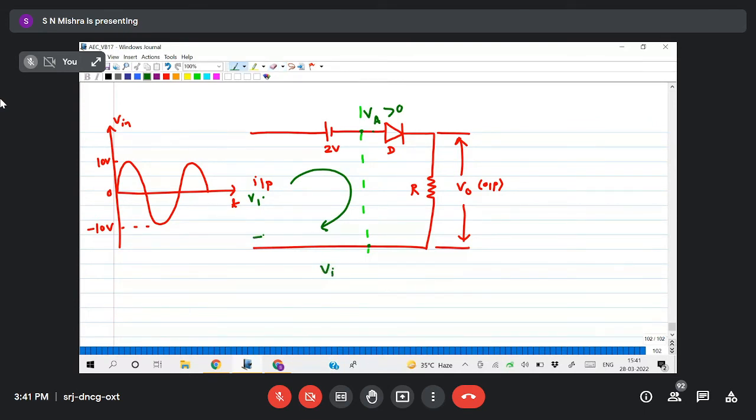Vi, this is plus minus, means Vi minus 2 must be greater than 0. The potential at these two points must be greater than 0. So before that, what is my potential? If I apply KVL, Vi minus 2 must be greater than 0 so that my diode is on. I can write Vi must be greater than 2 volt, then my diode is on.